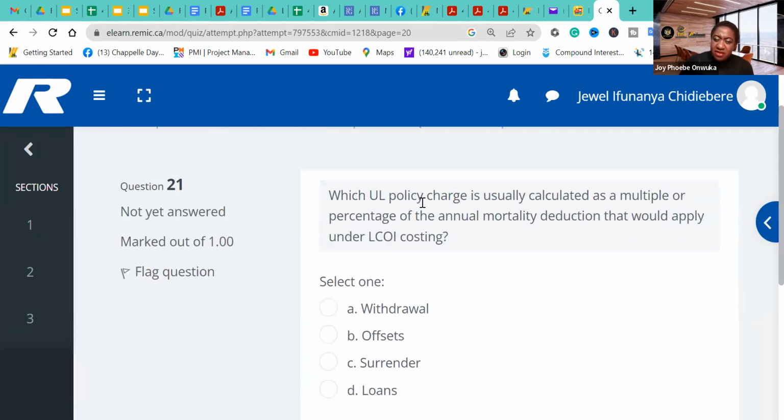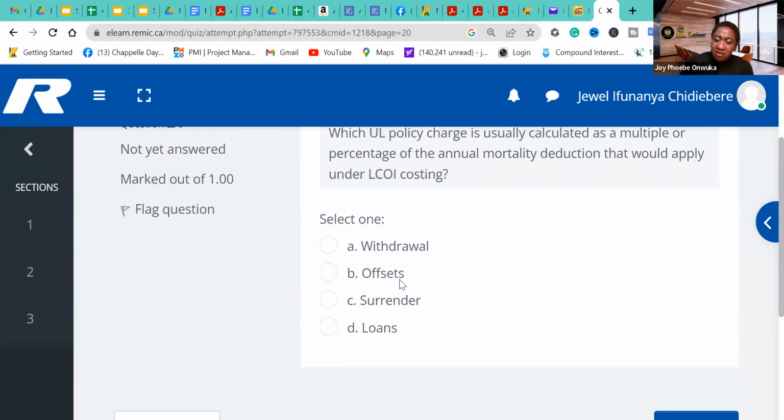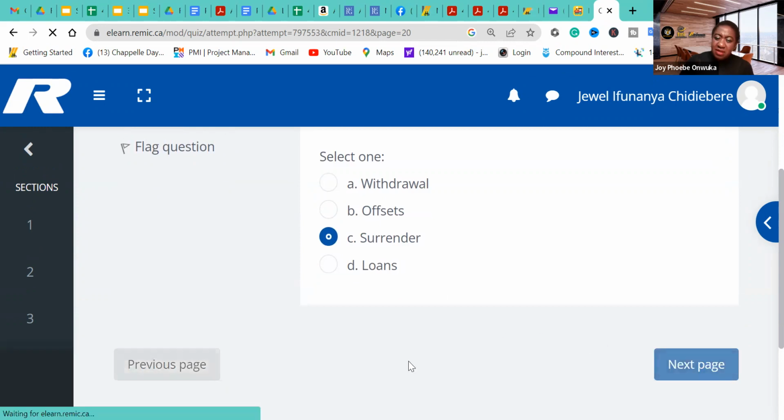Question 20. Which universal life policy charge is usually calculated as a multiple of percentage of the annual mortality deductions that will apply under level cost of insurance costing? Withdrawal, offset, surrenders, and loan. Is surrenders. Okay. Next.